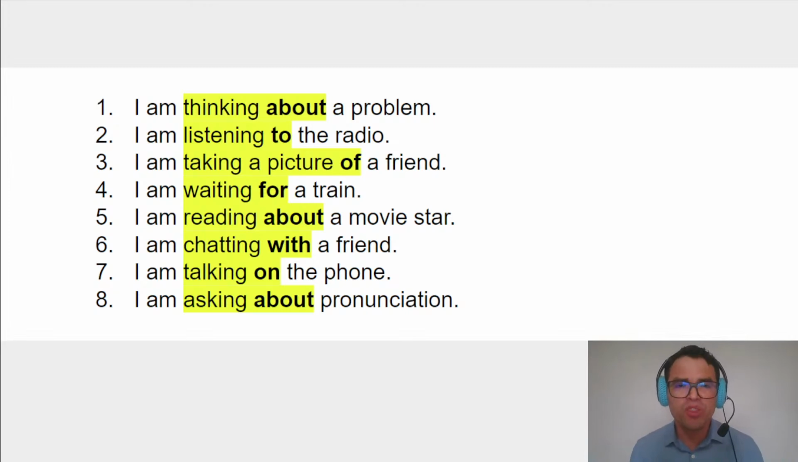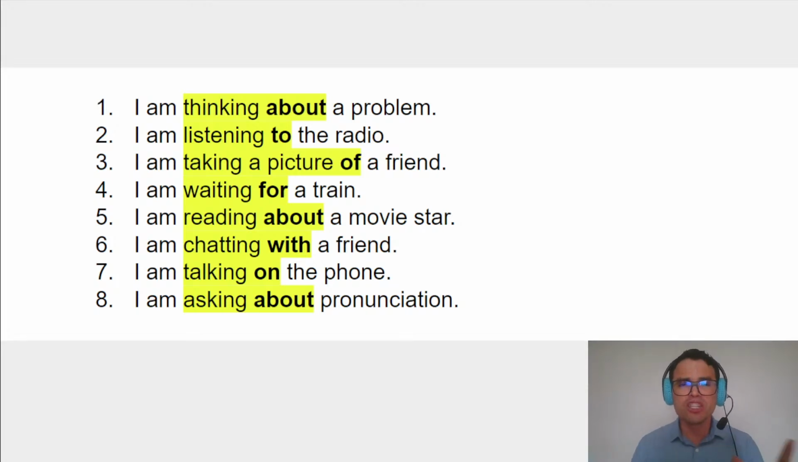Number one, I'm thinking about a problem. Present continuous and a preposition, about. Number two, I'm listening to the radio. Number three, I'm taking a picture of a friend. Number four, I'm waiting for a train. Number five, I'm reading about a movie star. Number six, I'm chatting with a friend. Number seven, I'm talking on the phone. Number eight, I'm asking about pronunciation.